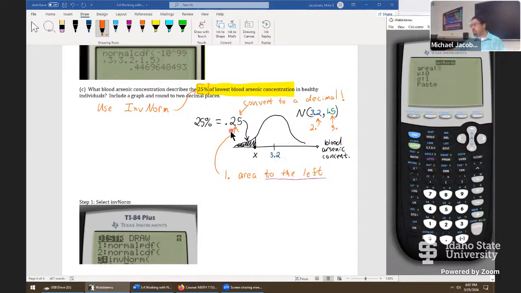You have to give it the area, 0.25. The mean, it didn't remember, because it's a different function. Normal CDF would have remembered. So 3.2 goes here, and 1.5. So this is your step 2.